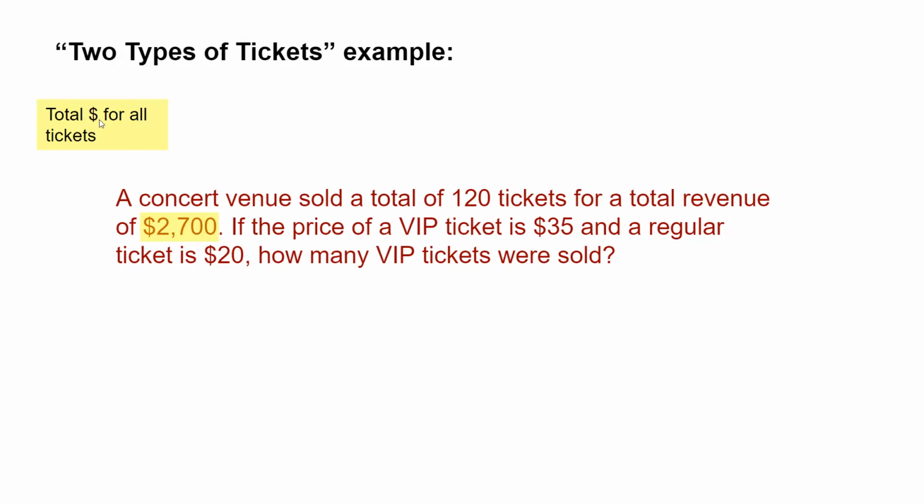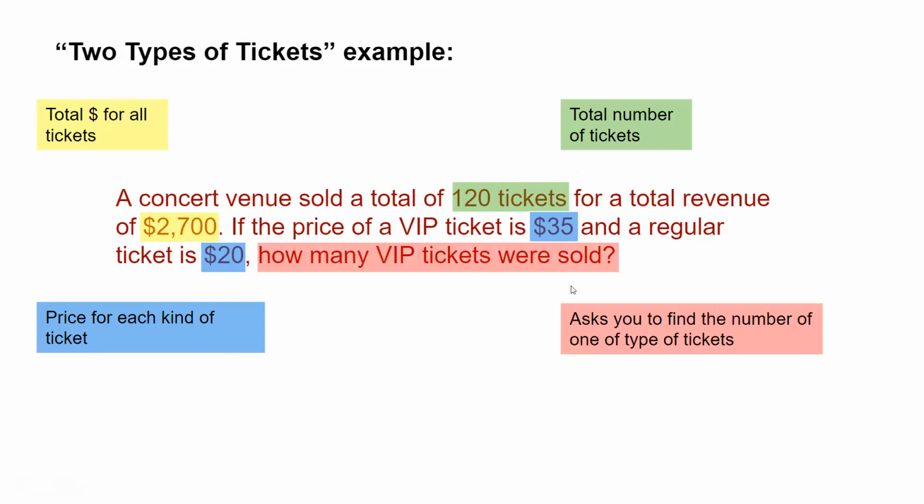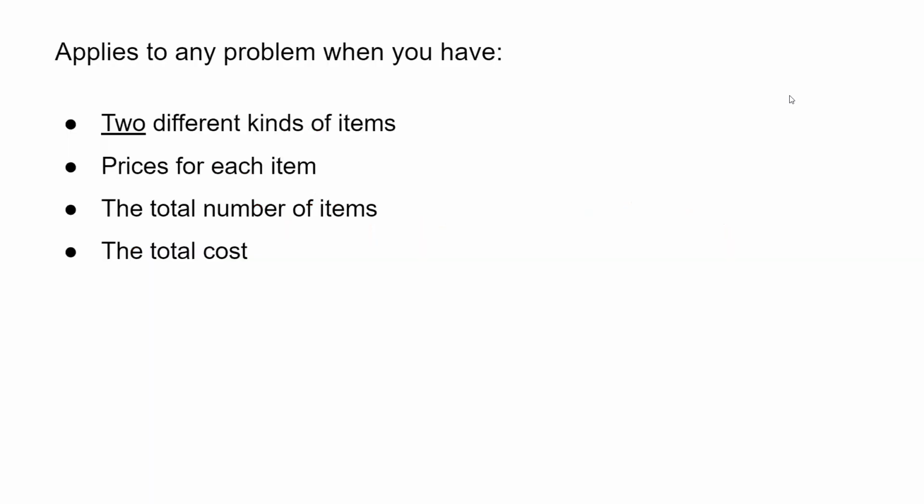We have a total dollar figure for all of the tickets, $2,700. We have a total number of tickets, 120. We know the price for each of the types of tickets. The VIP tickets are 35, the regular tickets are 20. And we're being asked to find the number of a specific type of ticket. In this case, we're being asked for the number of VIP tickets. This applies to any problem where you have two different kinds of items, prices for each of those items, the total number of items, and the total cost.